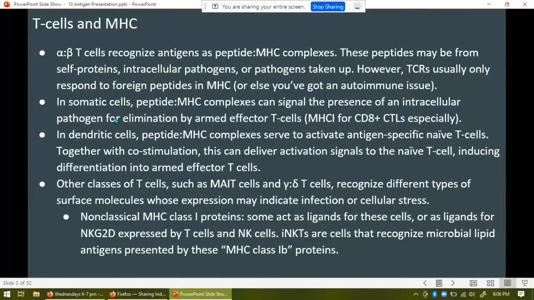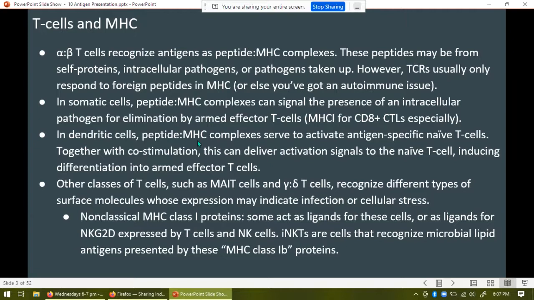So, in somatic cells, in most tissue cells, peptide MHC complexes will signal the presence of an intracellular pathogen that needs elimination by armed effector T cells. Right? So MHC1 is expressed on all tissue cells. The only cell that doesn't express MHC1 is red blood cells. And that means that any pathogen that is invading a cell in your tissues can be targeted by a cytotoxic T cell, right? Specific to that pathogen's antigen or that pathogen's peptides.